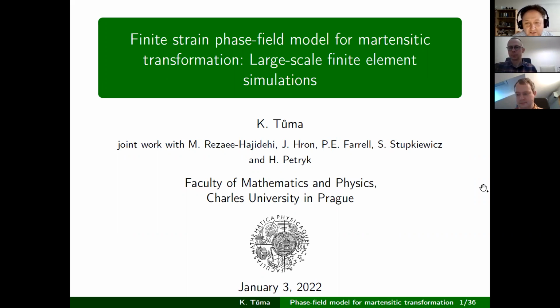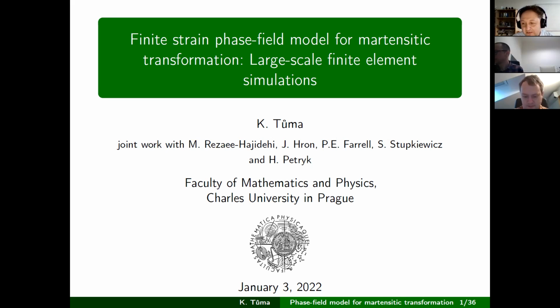Welcome to the last session of the Nečas seminar on continuum mechanics in this semester. Our speaker today is Karel Tůma from the Mathematical Institute of the Charles University in Prague. Karel got his master's degree in Prague in 2008 and his PhD degree in 2014, again from the Charles University. His advisor was Professor Josef Málek, who is joining us today.